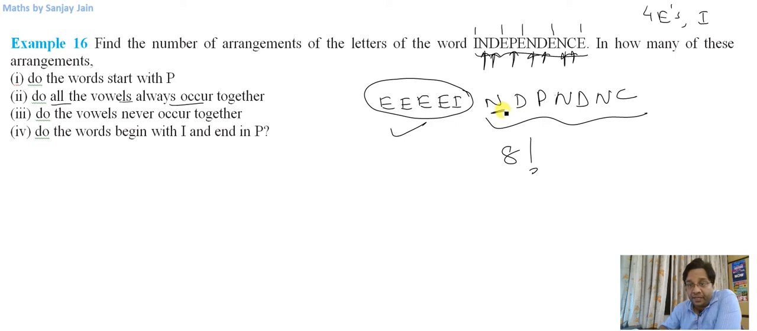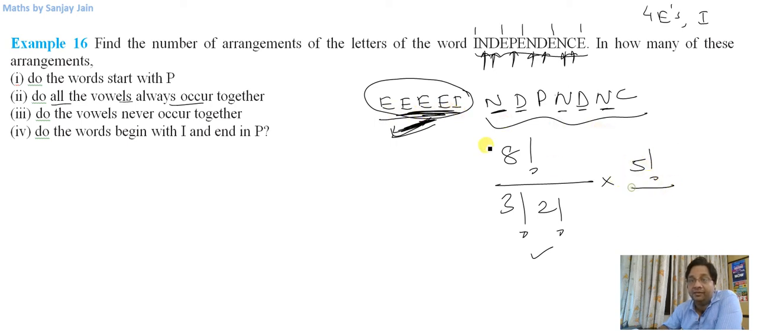But now see, N is present 3 times, so I'll divide it by 3 factorial. D is present 2 times, so I'll divide it by 2 factorial, and P and C are present only once. Now these are the total number of arrangements when I'm treating this as one unit. Now among this unit itself, these will be arranged in how many ways? I'll have to multiply this result with that. So these can be arranged in 5 factorial divided by 4 factorial. So this is the total number of arrangements of the letters of the word independence when all vowels occur together.